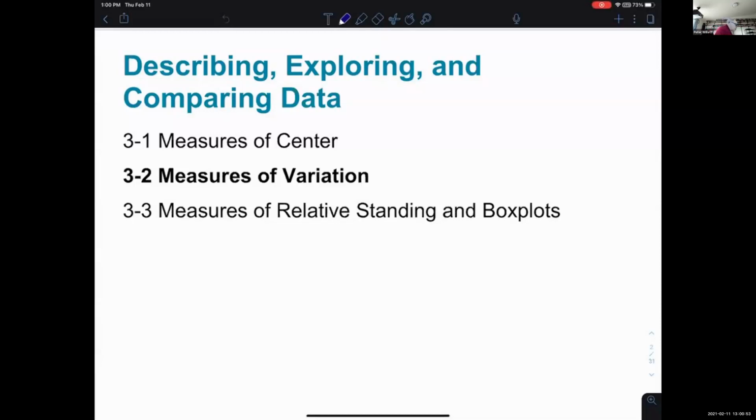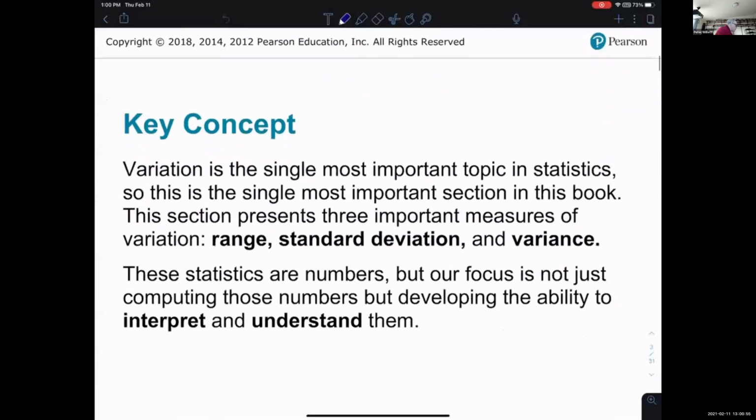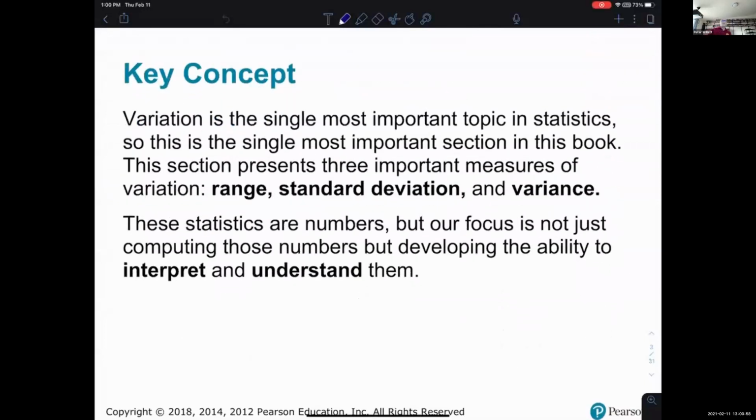That's the idea. So how does the key concept describe this? Variation is the single most important topic in statistics. So that's a bold statement. So basically they're saying, if you ever wanted to open your eyes and pay attention, now's the time with this discussion right now, because this is the most important thing in the semester. So that's an interesting way to start their key concept, and I honestly agree.